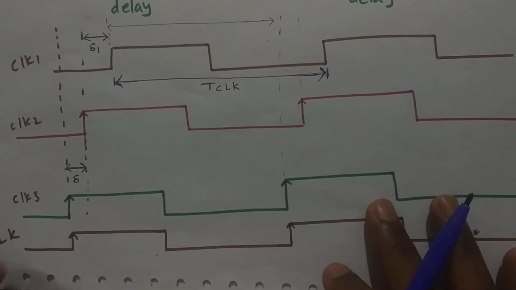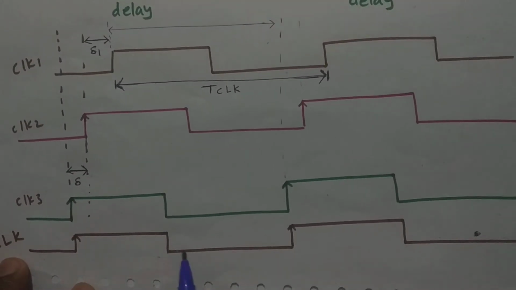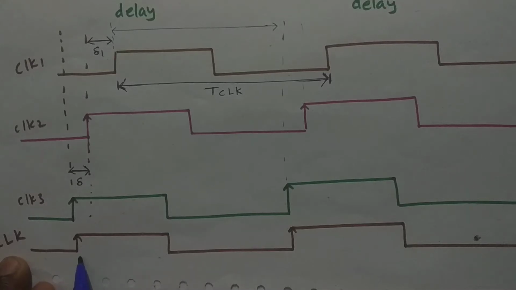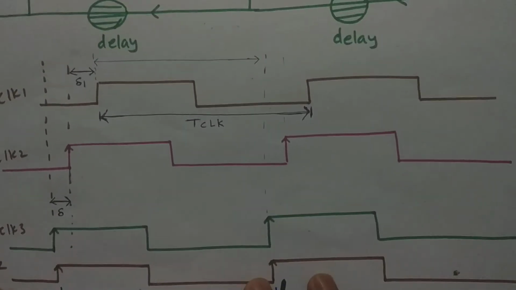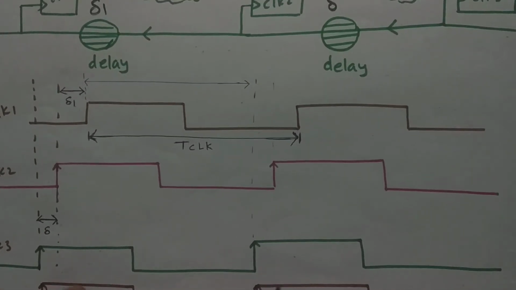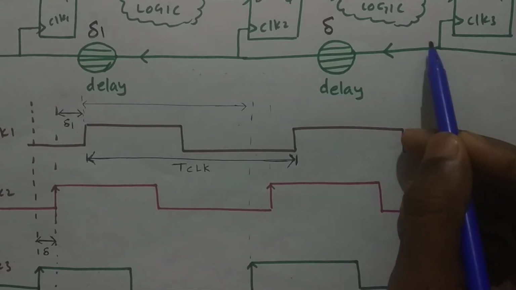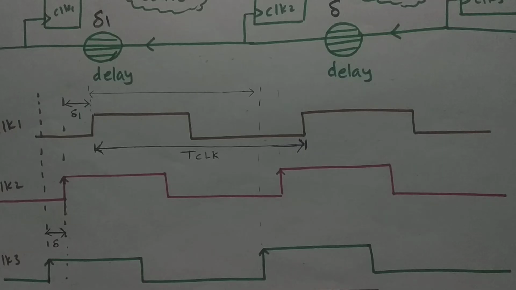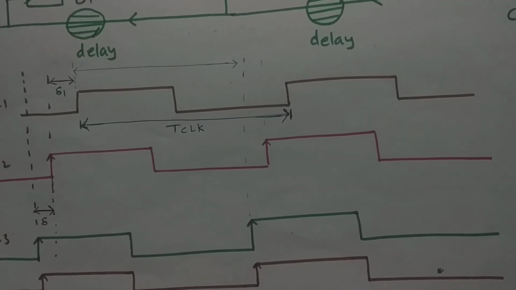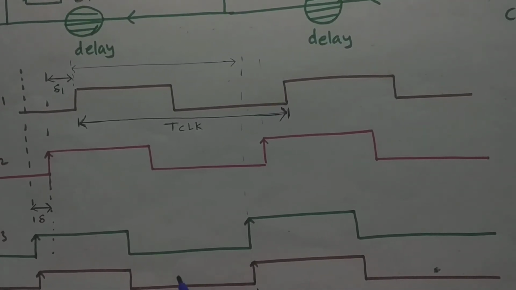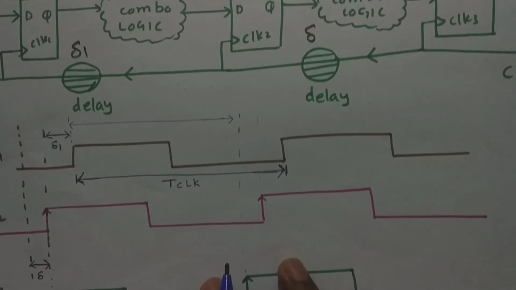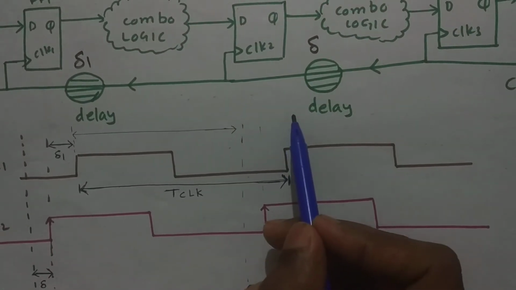Here we have the clock. This is my clock with the time period of T clock. Now this T clock time period is nothing to do now. We are getting no delay for clock and clock 3. As a result, the clock and clock 3 are similar over here.